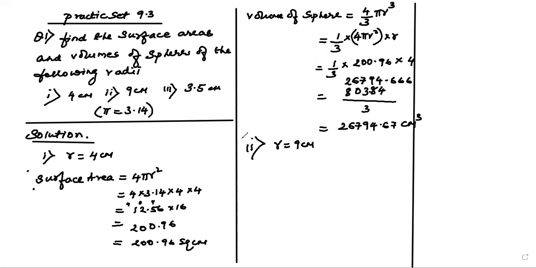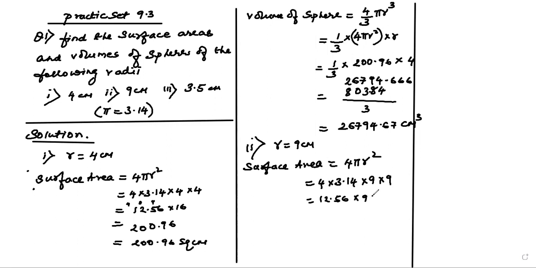Same way, I want the surface area of the sphere. Surface area of the sphere is given by the formula, children, 4 pi r square. So what is 4? Pi is 3.14. 9 into 9. Please have a look here. 4 into 3.14, learn it by heart, 12.56.